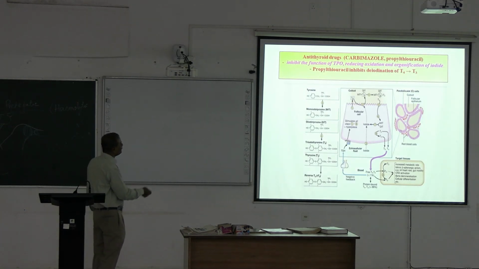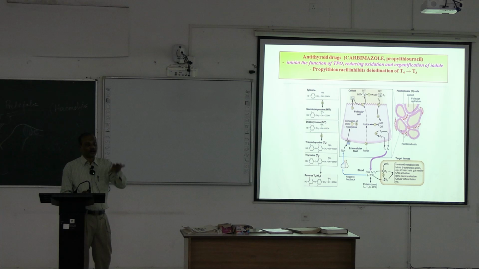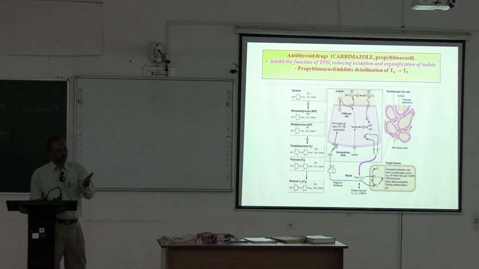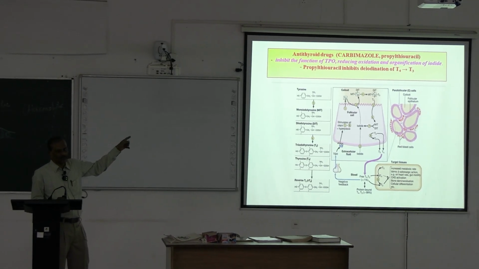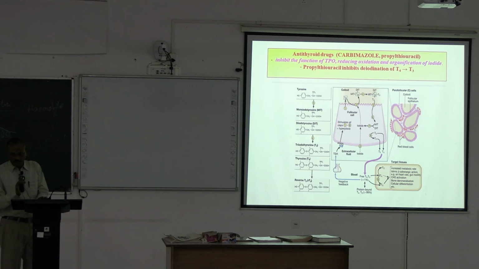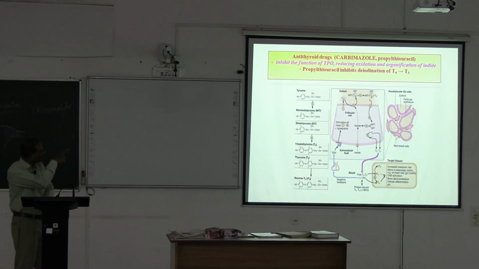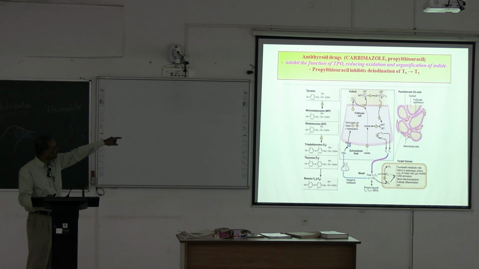Anti-thyroid drugs you will be giving to those patients who are suffering from hyperfunctioning of the gland. You need to give drugs to control its production. These are called anti-thyroid drugs, and carbimazole is one of them. What they do? They inhibit the TPO. Write down this, only the upper part. Anti-thyroid drugs, what is the mechanism of action? Only the top part you write down.